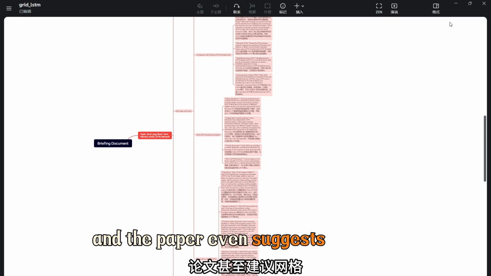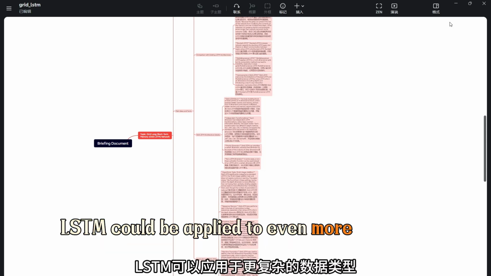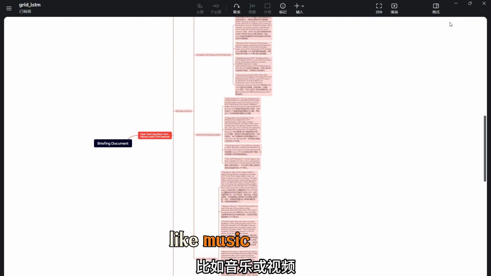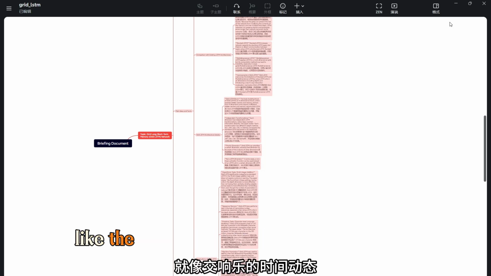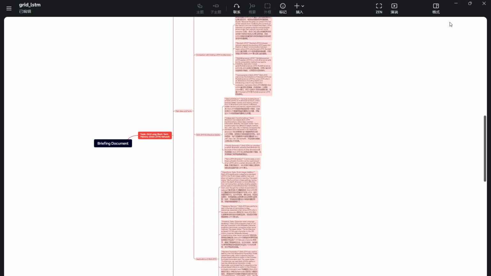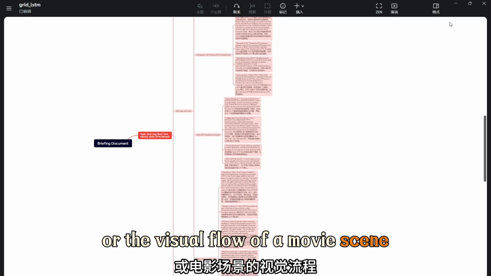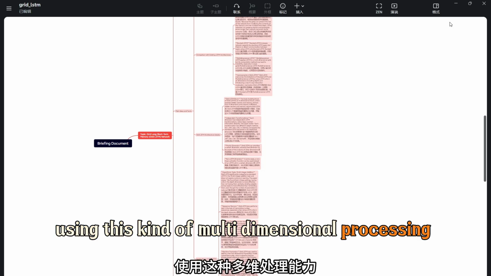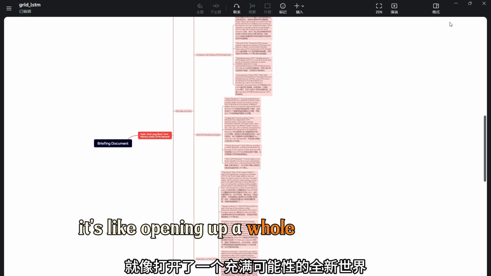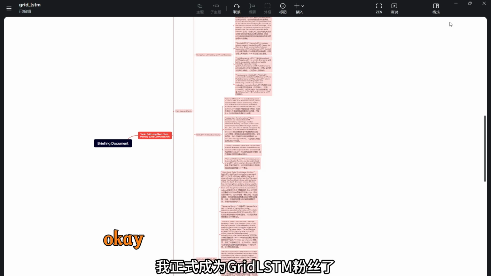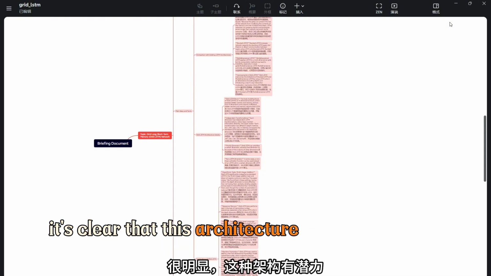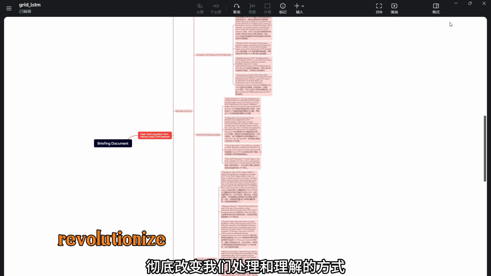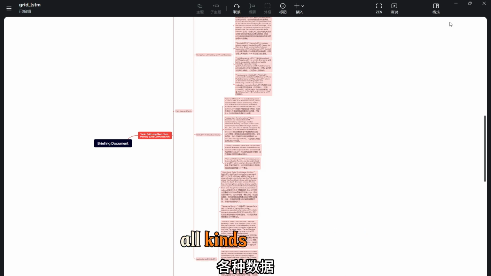And the paper even suggests that Grid LSTM could be applied to even more complex data types, like music or video. Music and video. Now that's getting me really excited. Imagine being able to analyze the temporal dynamics of a symphony or the visual flow of a movie scene. Using this kind of multidimensional processing power, it's like opening up a whole new world of possibilities. Okay, I'm officially a Grid LSTM fan. It's clear that this architecture has the potential to revolutionize how we process and understand all kinds of data.